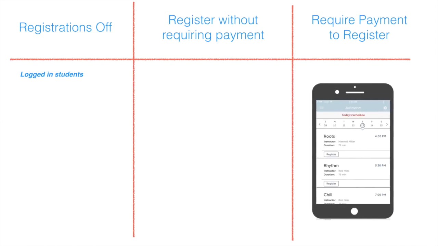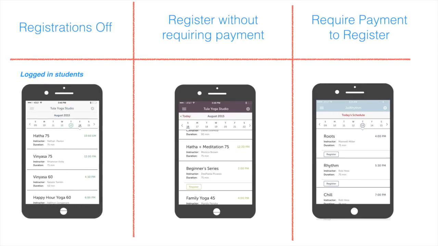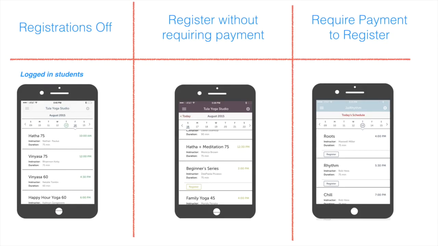Now, of course, the other way students can interact with your system is via our mobile applications or your studio's custom mobile application. In this event, the experience is generally the same. If registrations are off, there is no sign-up link, and if you turn registrations on and you require payment, or if you don't require payment, in both cases, the students will see a register button.